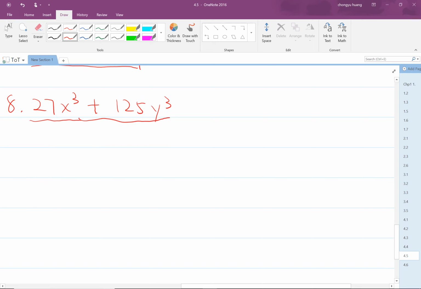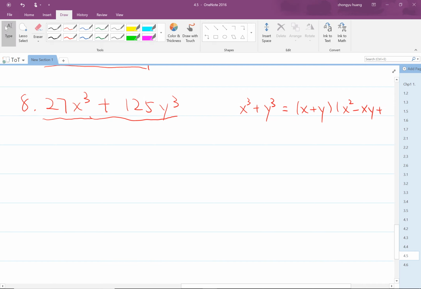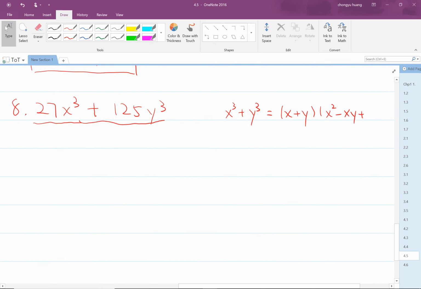You remember the property of x to the power 3 plus y to the power 3, which is equal to (x plus y) times (x squared minus xy plus y squared), right? So that's the property we're going to use over here. This is the major thing, how we actually factor it out.